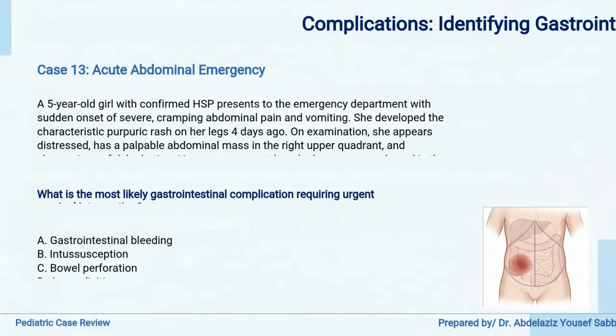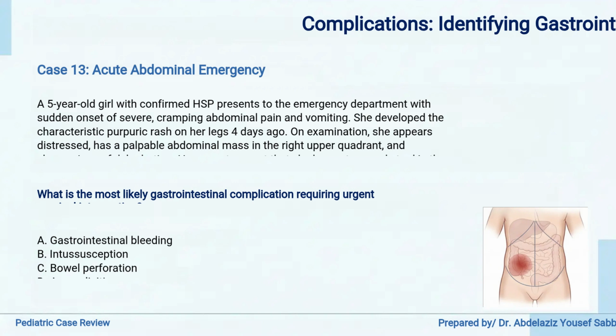Case 13. A 5-year-old girl with confirmed Henoch-Schönlein Purpura presents to the emergency department with sudden onset of severe cramping abdominal pain and vomiting. She developed the characteristic purpuric rash on her legs 4 days ago. On examination, she appears distressed, has a palpable abdominal mass in the right upper quadrant, and shows signs of dehydration. Her parents report she has not passed stool in the last 12 hours. What is the most likely gastrointestinal complication requiring urgent intervention?